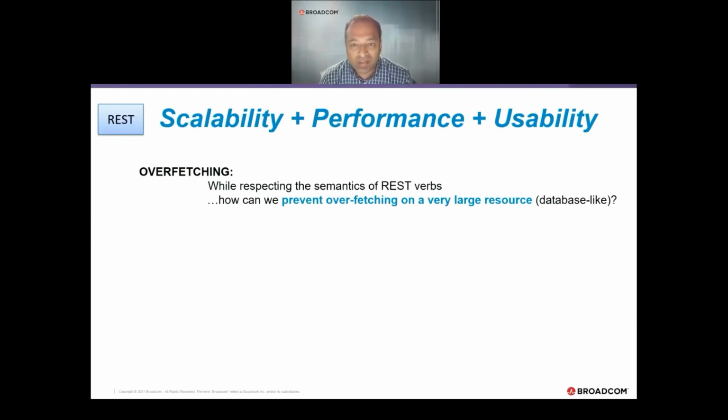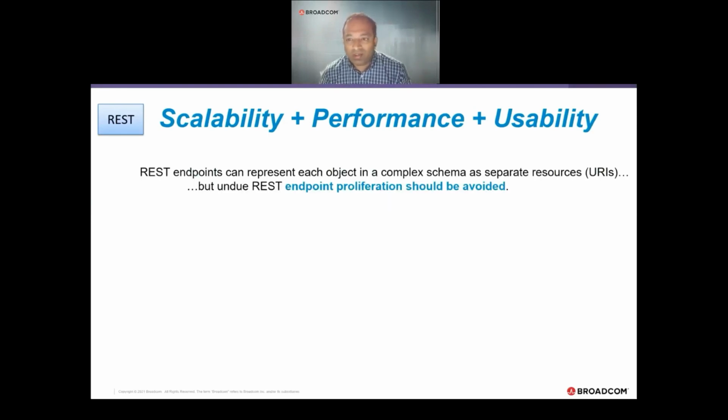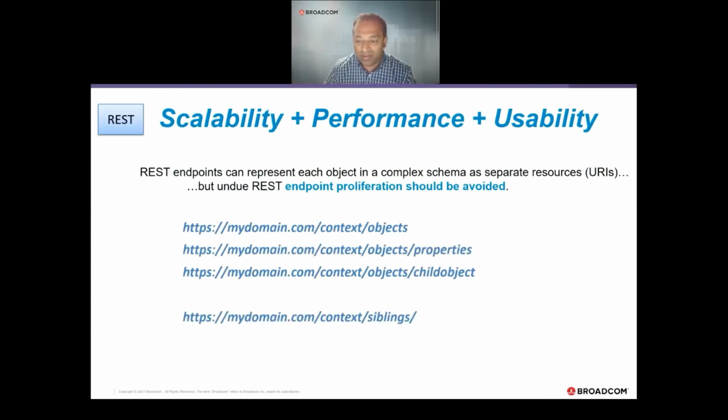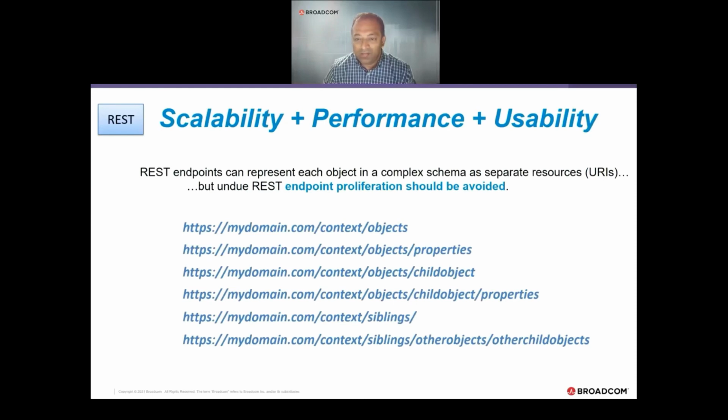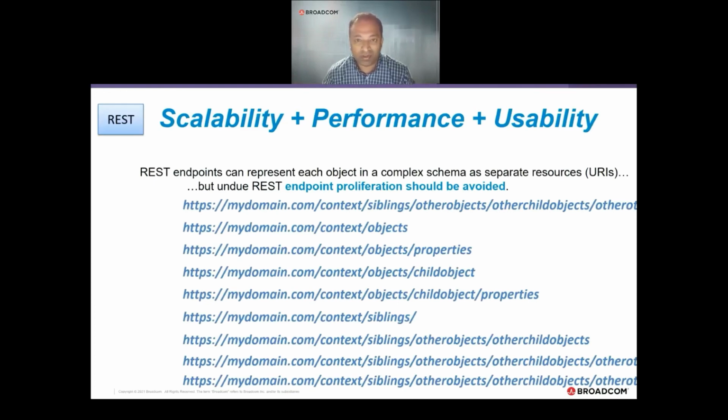When you are accessing a larger resource, you come across an issue of overfetching, where you need to use only a few fields within the large response. And when you are modeling a complex schema as URIs, you will come across REST endpoint proliferation. We'll see in a moment how it looks. Here we'll start with the root and start exposing the children objects, the properties, the children's children. And slowly you start noticing that you have come across the issue of REST endpoint proliferation, which should be avoided because it's going to affect usability and maintainability.